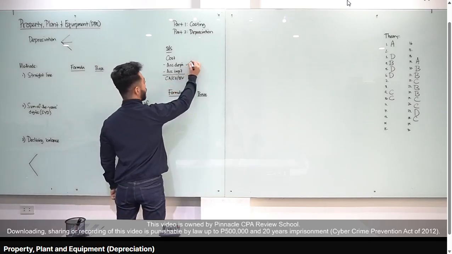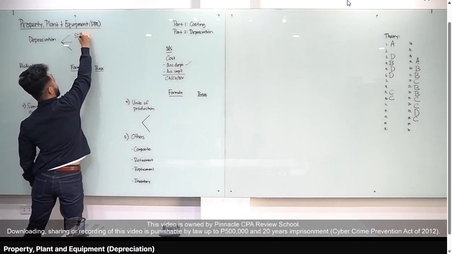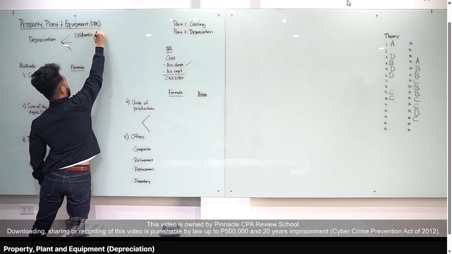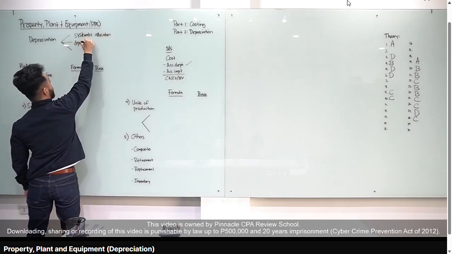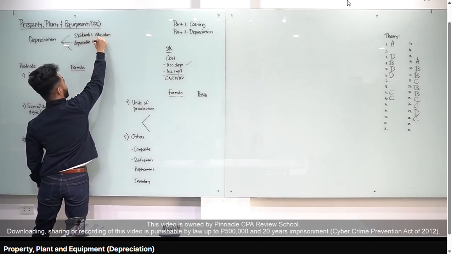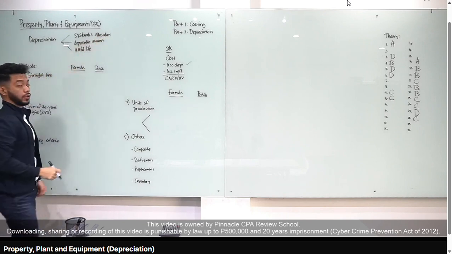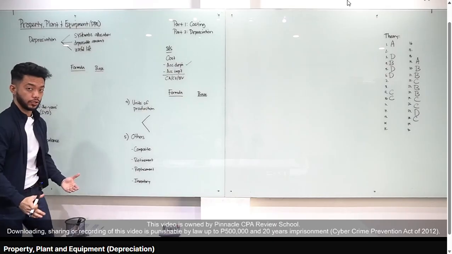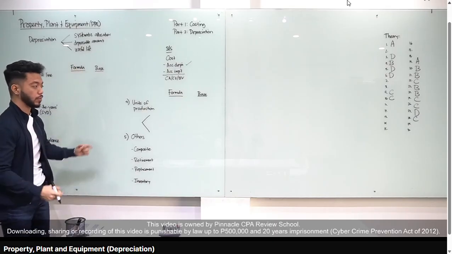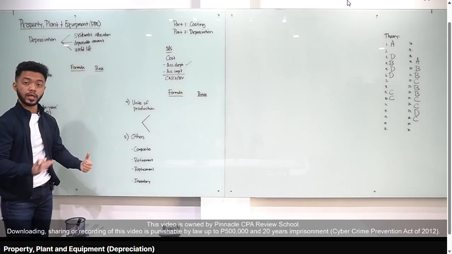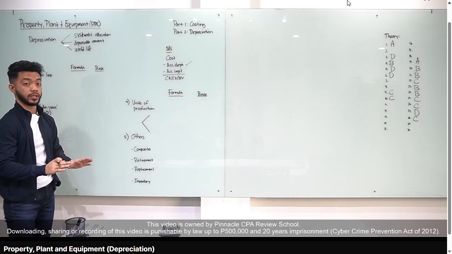Let's focus on depreciation. That's defined in PAS 16. Depreciation is the systematic allocation of the depreciable amount of an asset over its useful life. Systematic allocation meaning we have different depreciation methods of the depreciable amount of the asset. Later, I'll explain what depreciable amount means. Over its useful life, meaning how long we will benefit from the asset. Usually expressed in number of years.